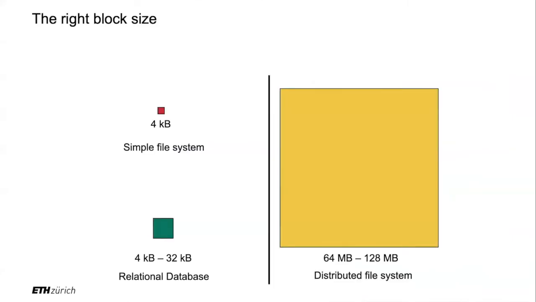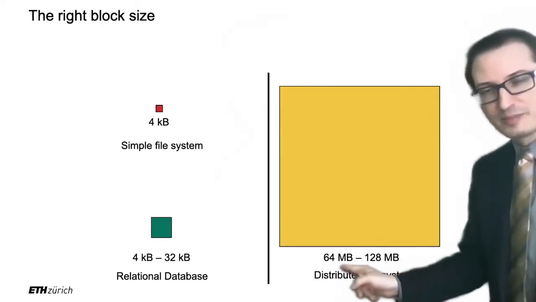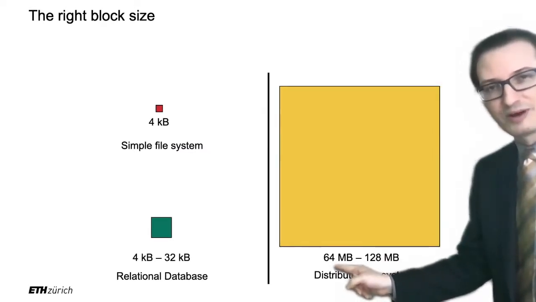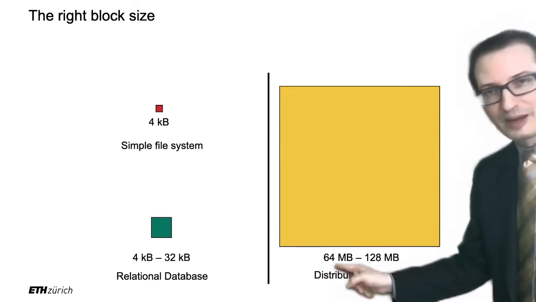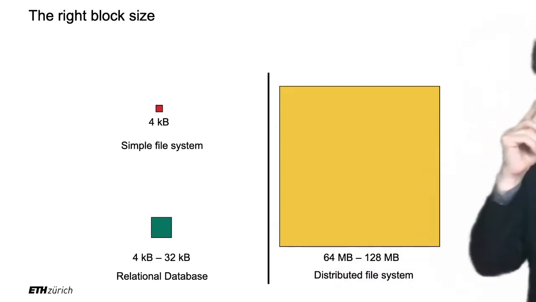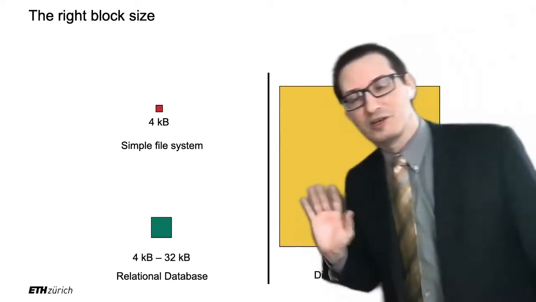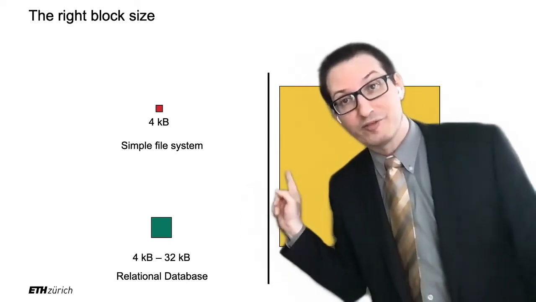So this, please learn by heart, the order of magnitude. It's very important. It's not always exactly 128, right? In some systems, they change it. I think Cloudera, for example, makes it 64 megabytes. What's important is the order of magnitude, right? And you can configure it.